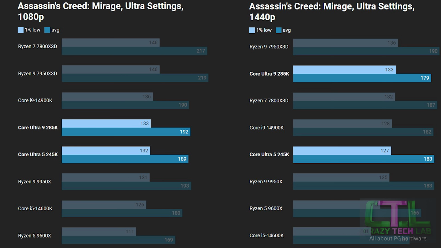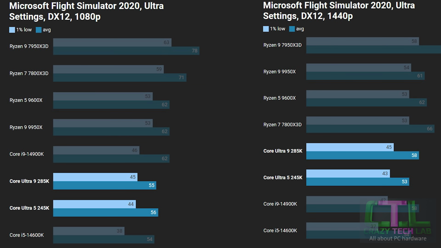Moving up to 1440p, and it's a slightly different story with the Core Ultra 9 285K performing pretty well, offering a similar minimum 99th percentile to the Ryzen 7 7800X3D, but the latter offering a higher average frame rate, while the Ultra 5 245K closely matching the 14900K and offering a decent uplift over the 14600K and Ryzen 5 9600X.